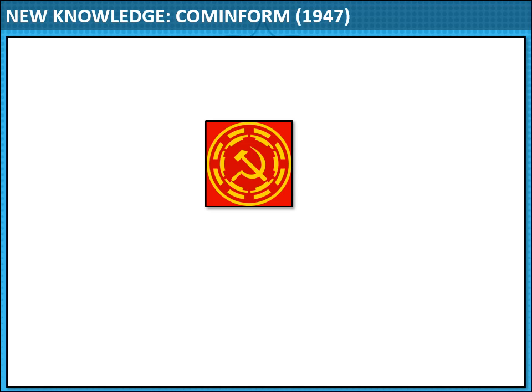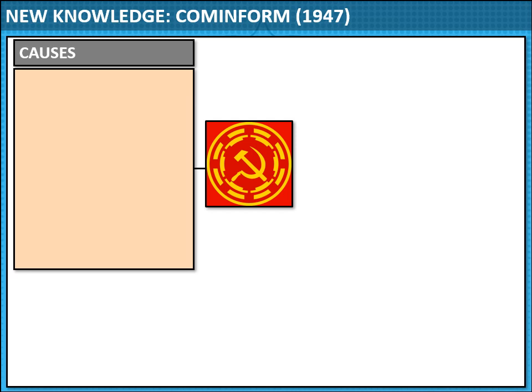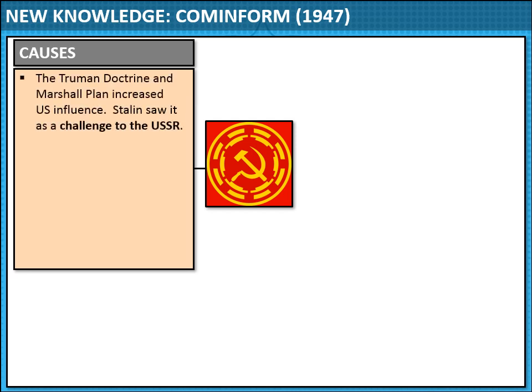First, let's look at Cominform, or the Communist Information Bureau, which was set up by Stalin in 1947. Now, there were several reasons why Stalin did this. Firstly, he was reacting to the Truman Doctrine and the Marshall Plan, both of which were increasing American influence in Europe. Stalin saw this as a challenge and threat to the Soviet Union.